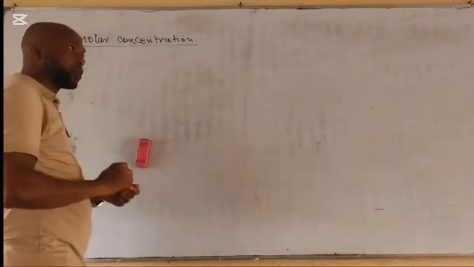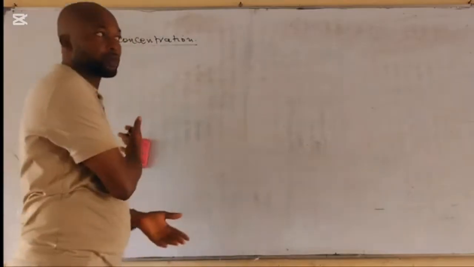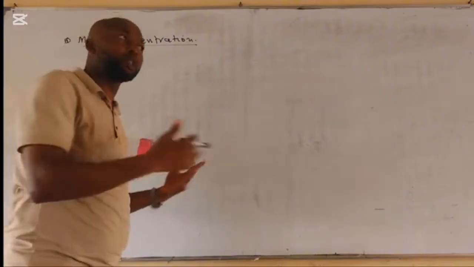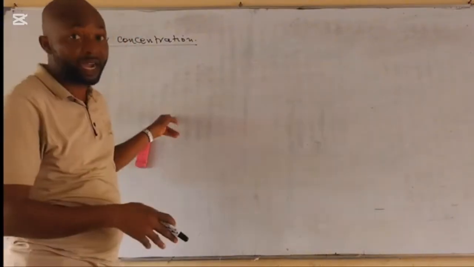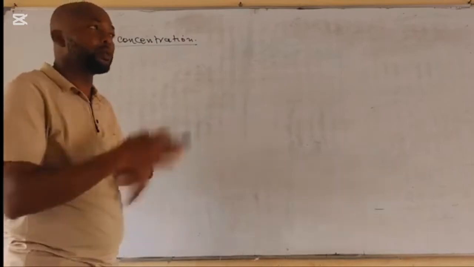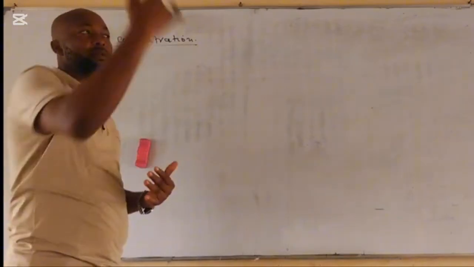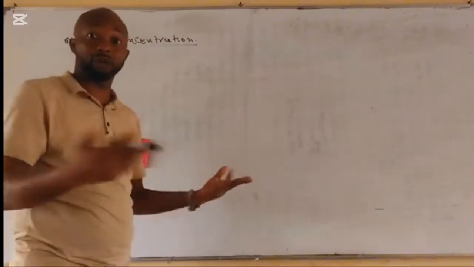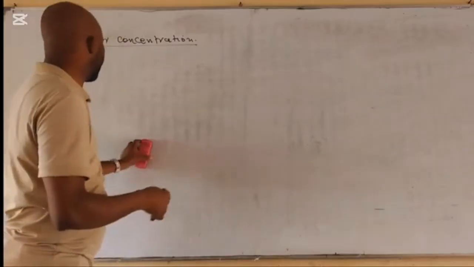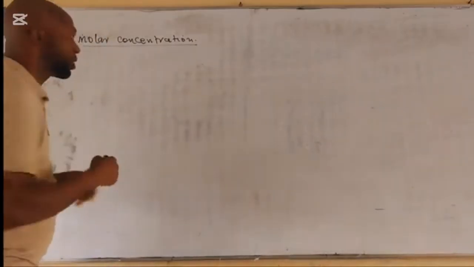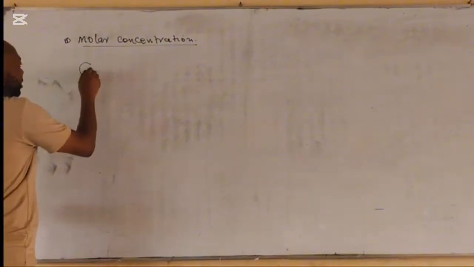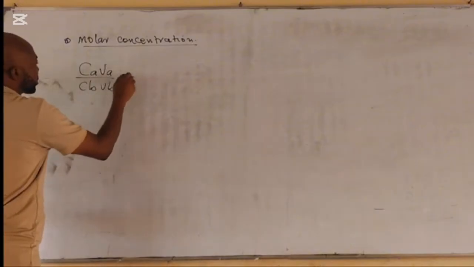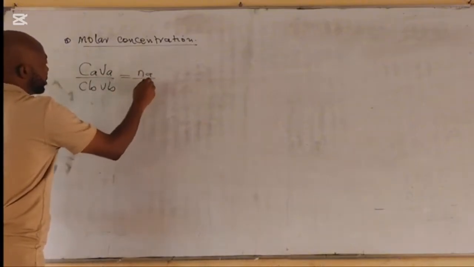Now we're going to look at the possible formulas which we can use, all the formulas that have to do with molar concentration. So any question that deals with molar concentration, what are the formulas that we can apply in solving it? Through that, you can easily outline the formulas and know the one that is nearest to what is given to you. So let's start with our first general formula, which we call CA VA over CB VB is equals to NA over NB.